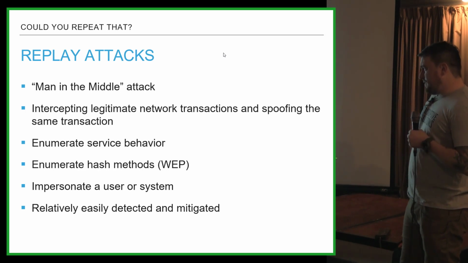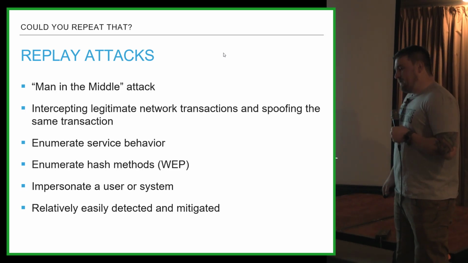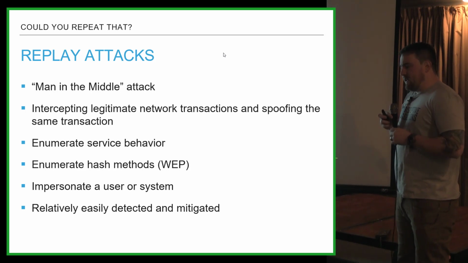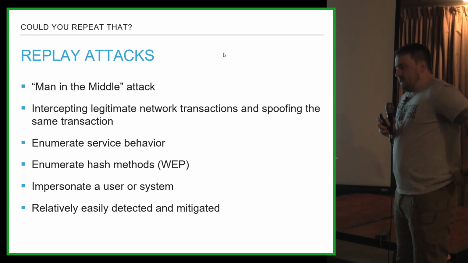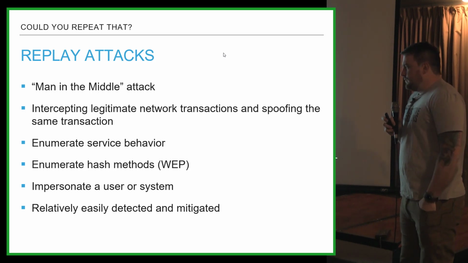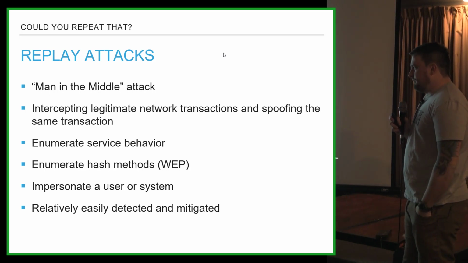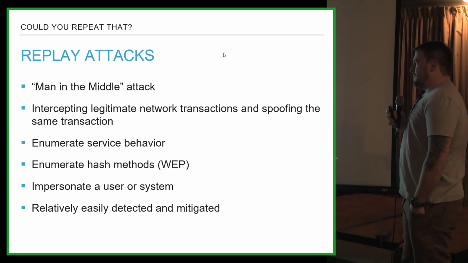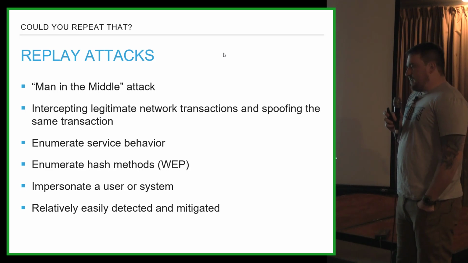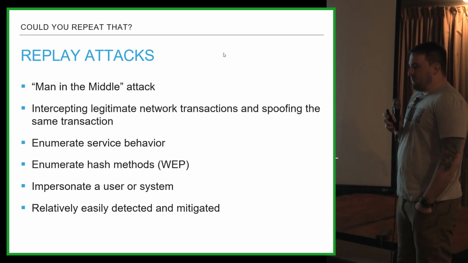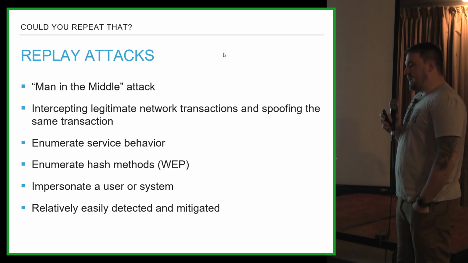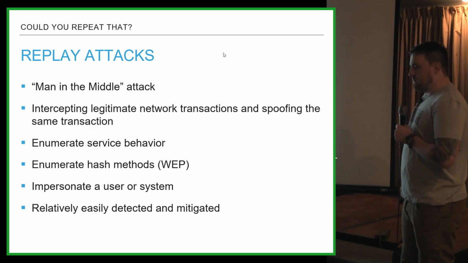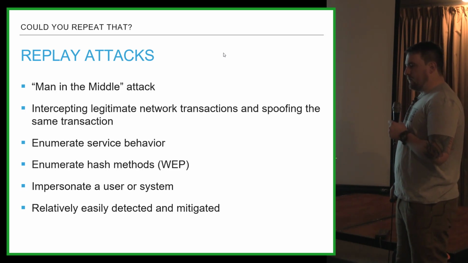So we kind of also talked about impersonating a user or a system. But the important thing to note about a replay attack is it's pretty easy to detect and it's pretty easy to mitigate. If you use any modern crypto suite, like anything with a Diffie-Hellman exchange or anything with something that's not predictable, like time is very predictable. So maybe don't use time, or use time and something else. But like I said, it's pretty easy to detect and mitigate with a little bit of thought.